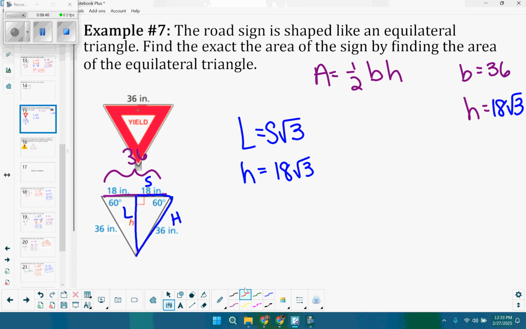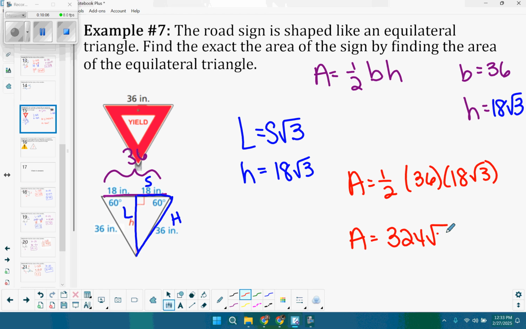And now I have enough information to finish the problem. If A equals 1/2 BH, A equals 1/2 times the 36 times the 18 root 3. 1/2 of 36 is 18, so this is really 18 times 18, which is 324. And we're going to leave the square root of 3 on it. And this was in terms of inches, so our area is inches squared.